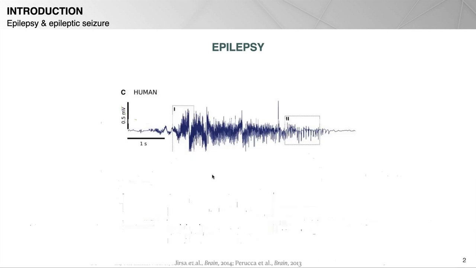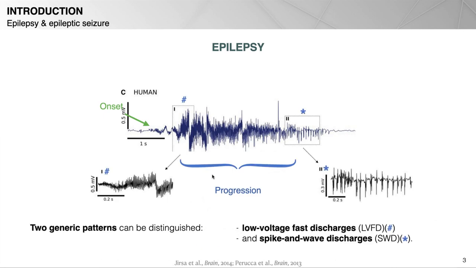Okay, so these epileptic seizures are characterized by an onset, a progression composed of various sequences of fast discharges, panels with the blue hashtags, and spike and wave events, blue stars, and an offset.